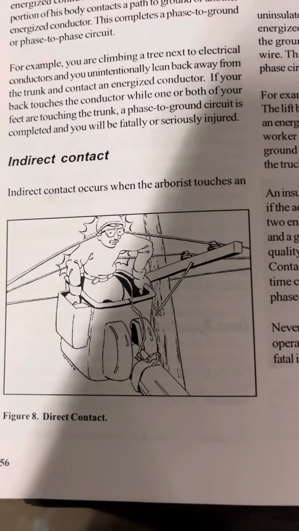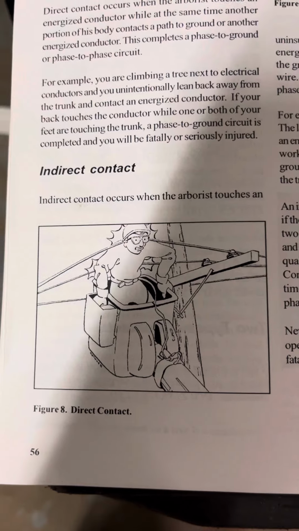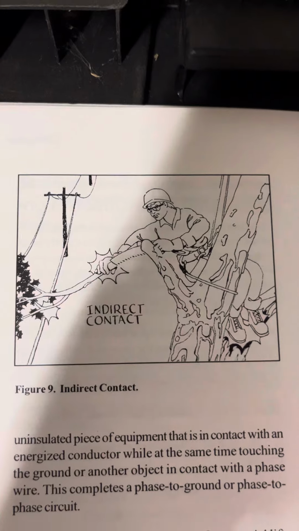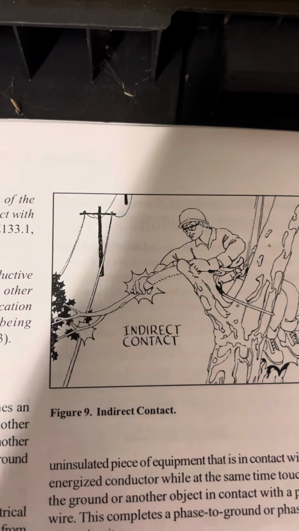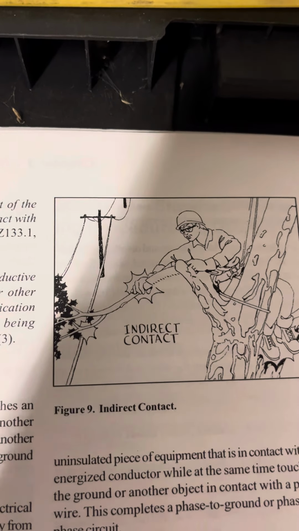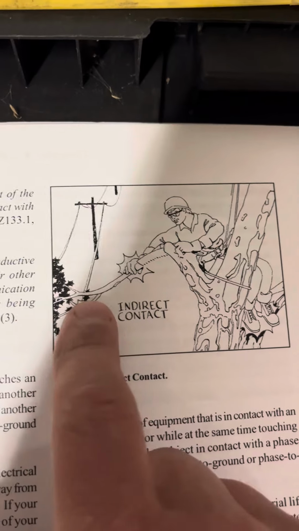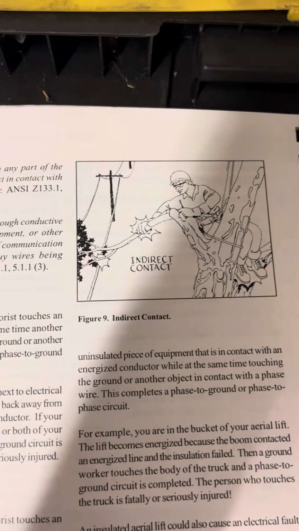Direct contact, the bucket operator wasn't paying attention, was looking the opposite way of the power lines and drove that bucket right into the lines, direct contact to the body. An indirect example would be if the arborist was cutting a branch off, the branch fell down, was touching the line at the same time touching the arborist either down the tree or kind of in this example phase to phase, or phase to ground down the tree. So that's direct and indirect.